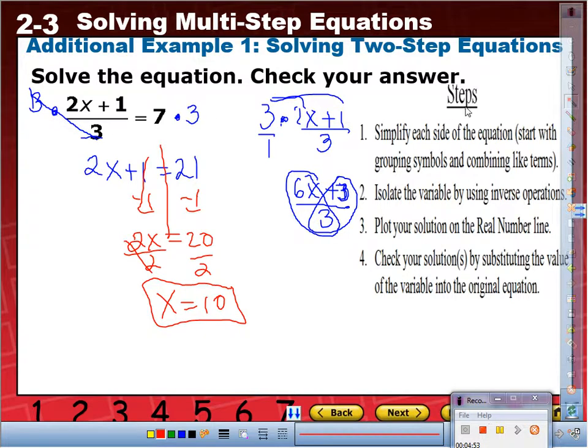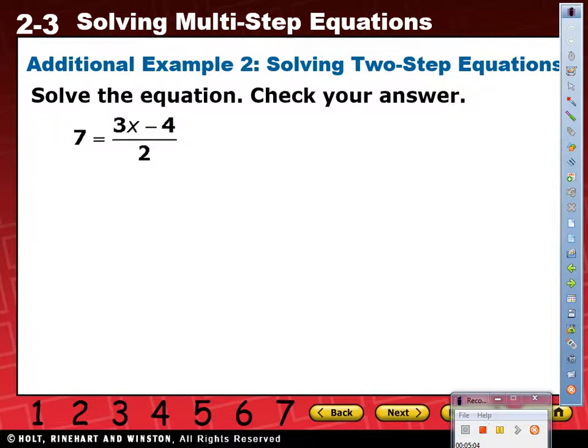Okay? See if you can do this next one by yourself. Copy this next one, example number 2. It says 7 equals (3x minus 4) divided by 2. Very similar to the one we just did. Go.